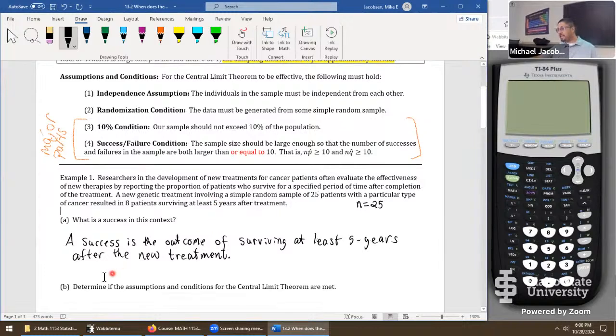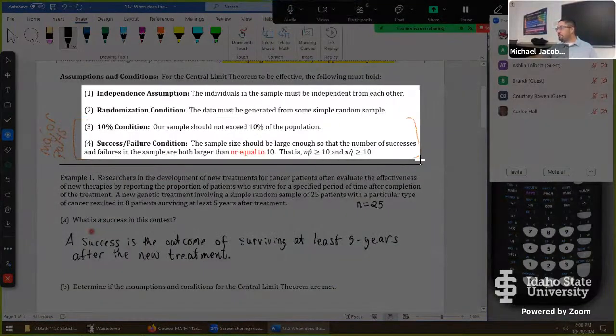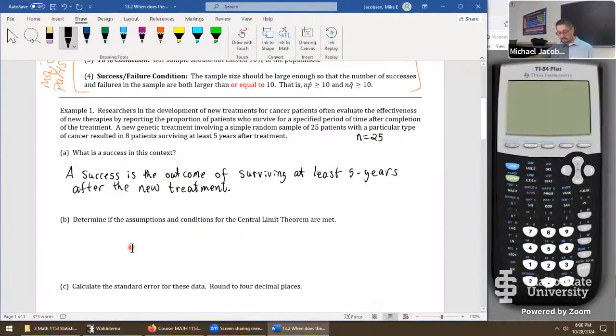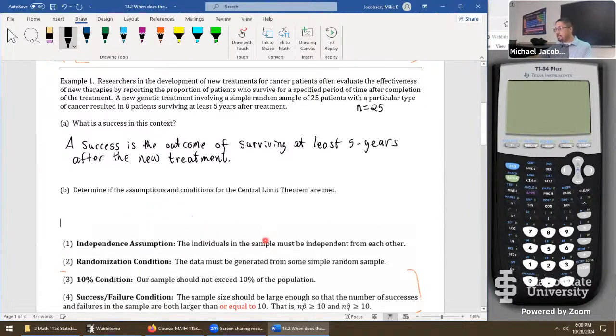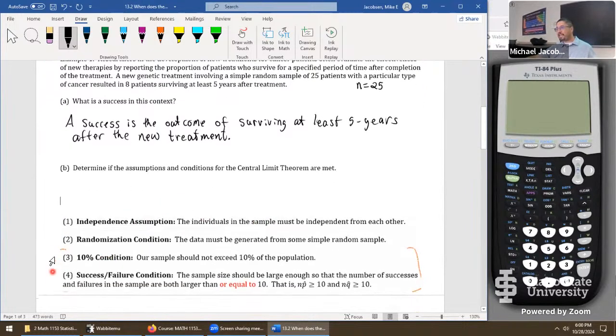Okay, now here's the exciting part. Part B says, determine if the assumptions and conditions for the central limit theorem are met. So let's just take a big screenshot and run through this information. Like we mentioned, we're majorly checking condition 3, condition 4. It's impossible for us to really assess independence, so we go off to randomization. So let's begin there. On real quiz problems, real exam problems, this is where you would start as well.